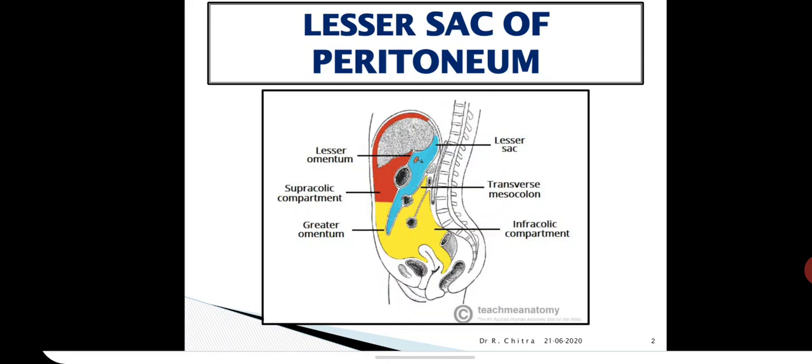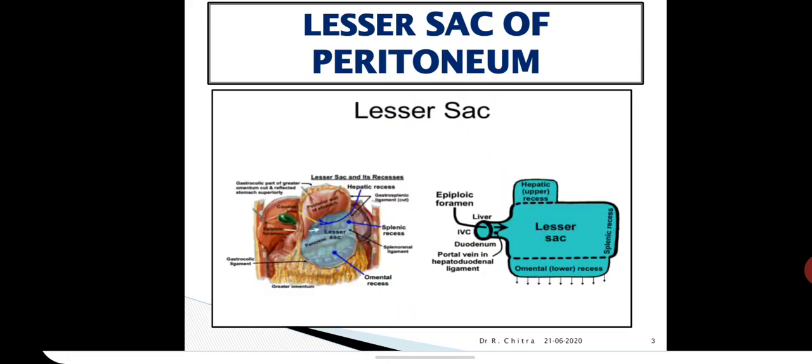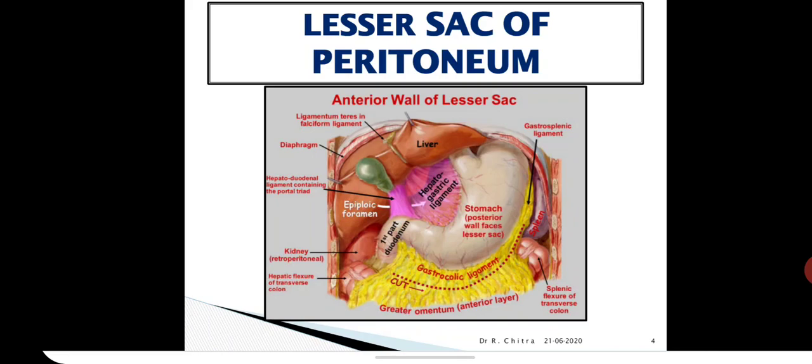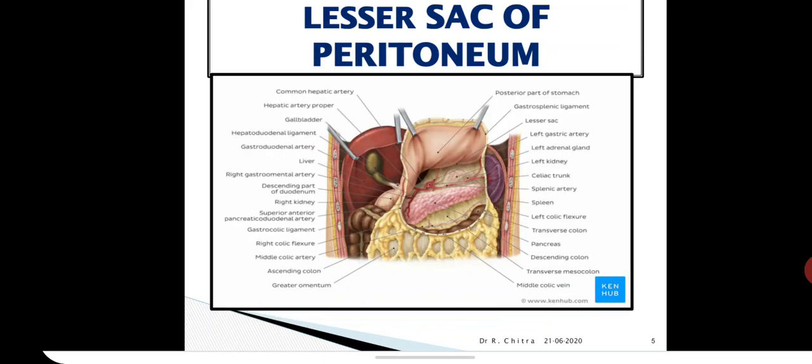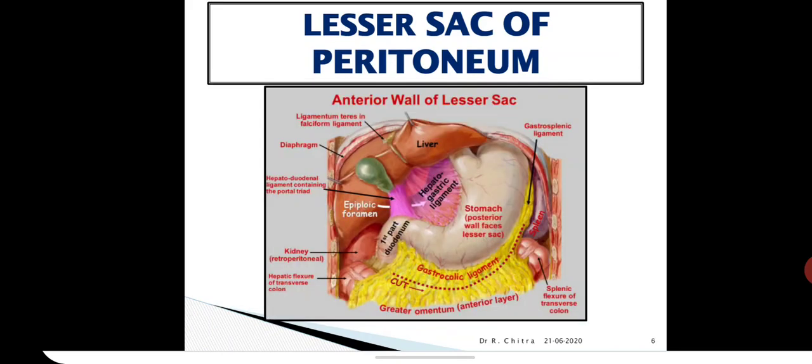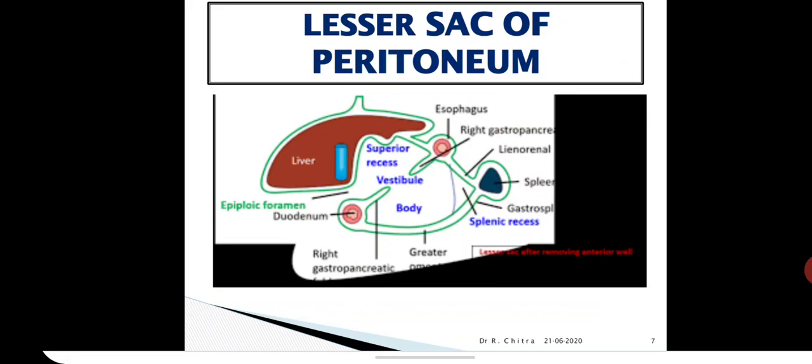So we have completed the boundaries of the lesser sac with so many images, because it is somewhat a difficult topic. You have to visualize the lesser sac and you have to see so many extensions and margins. So now we have completed the boundaries of the lesser sac of peritoneum. Now we will see the interior of the lesser sac. So now you try to see the interior of the lesser sac.